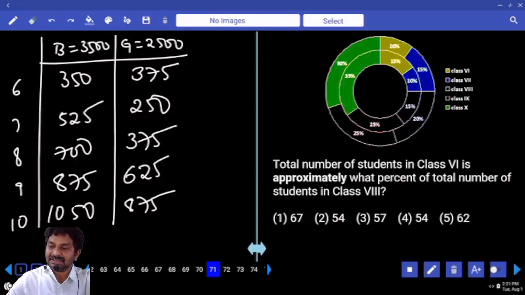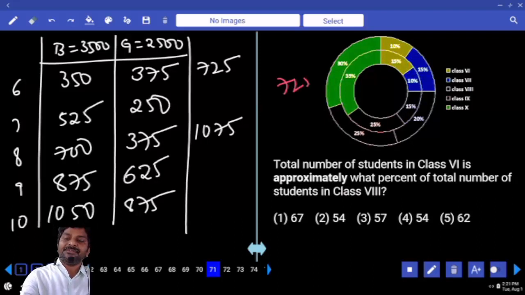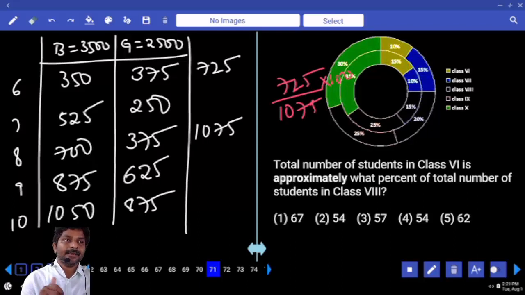Total number of students in class 7 is approximately what percent of total number of students in 8th class? The question is about total, right? Class 7 total is 725. This is 1075. 725 is what percent of 1075? That's your question. Can I take numerator as 700? Denominator as 1000? 700 by 1000 in the sense what percent? Answer should be close to 70% only. Go to options. Over.